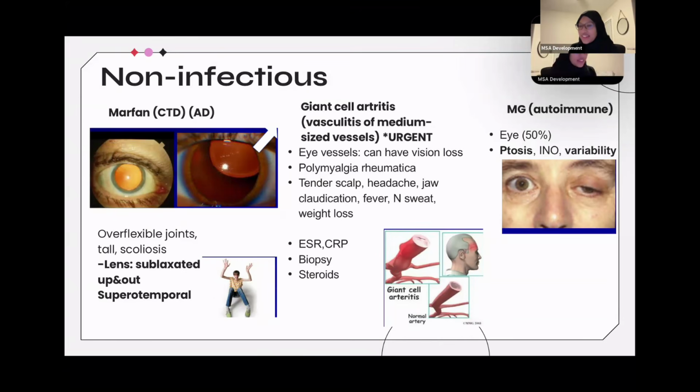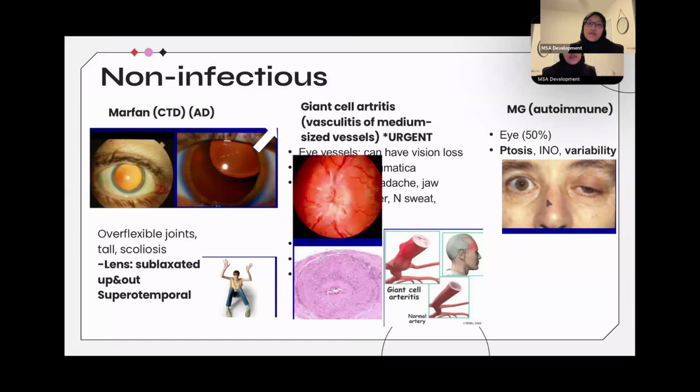Wait, let me search it up quickly because I forgot the name. Intranuclear ophthalmoplegia. But basically, that's an issue with the nerves in the eye. You don't need to really know it in details for this lecture, but just remember that it can cause variable ptosis throughout the day. Okay.